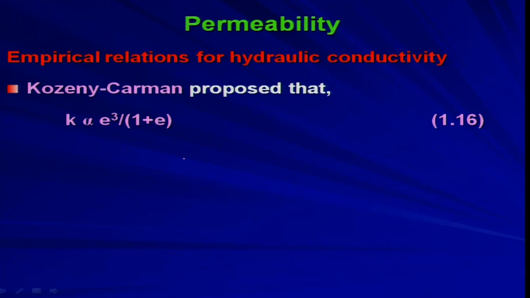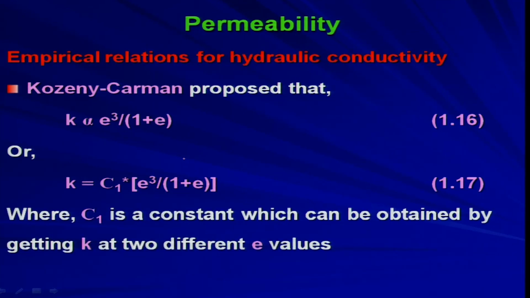Now, coming back to the empirical equation once again, Kozeny and Carman proposed that K is proportional to e cubed by 1 plus e, where e is the void ratio, or K is equal to C1, some constant, multiplied by e cubed by 1 plus e, where C1 is a constant which can be obtained by getting K at two different e values. So, for any soil you take, you find out the permeability for different e values, and based on that you find out C1. Once C1 is obtained, you can find out K for any other void ratio.